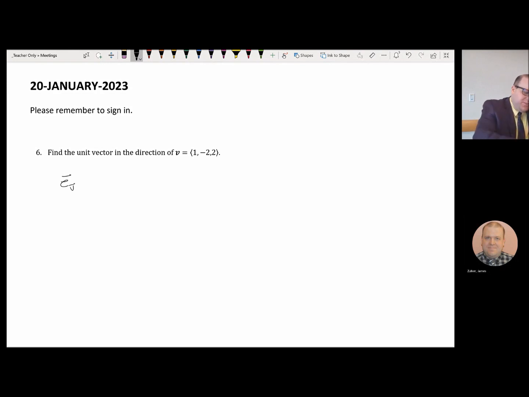And I'm going to say the unit vector is represented as E sub v. Right, that's standard. Right, 1 over the magnitude of v times v. Right, magnitude, remember, square root, sum of the squares.